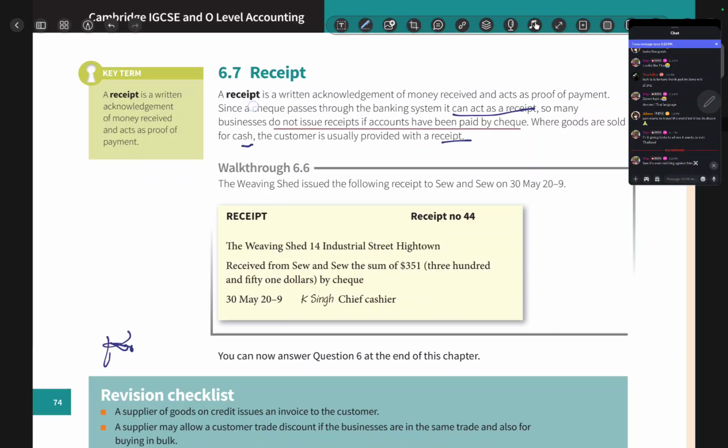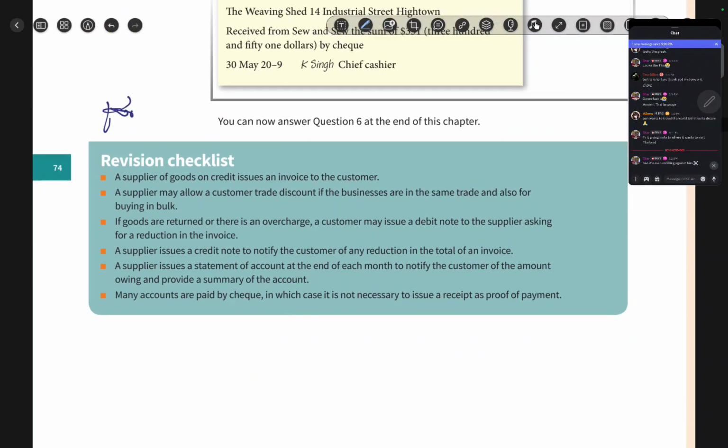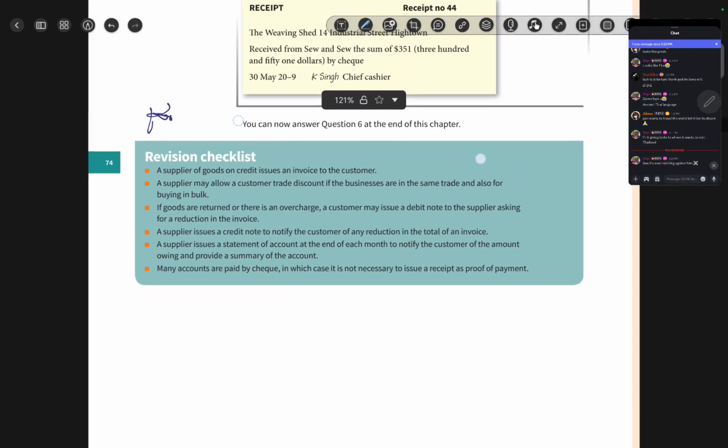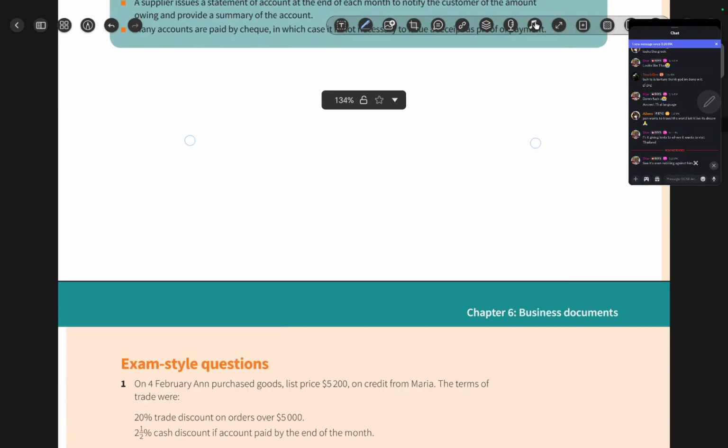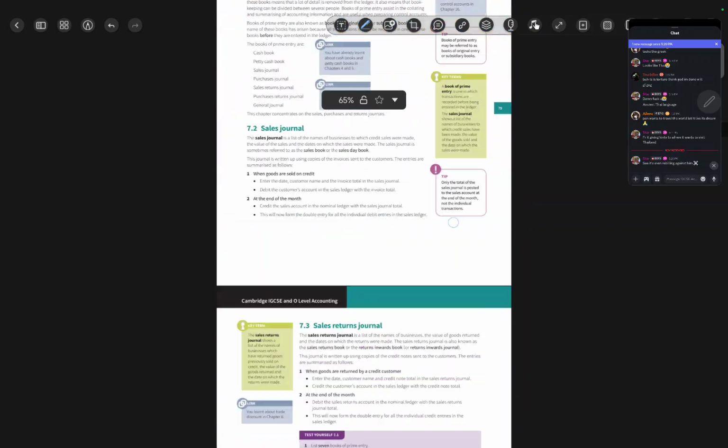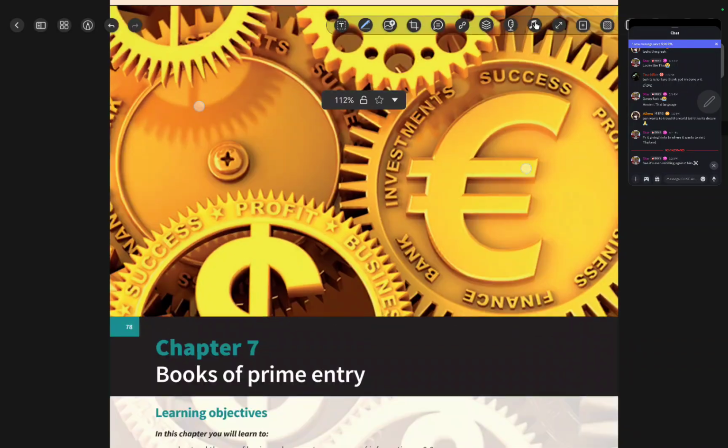Okay, what the heck? I can't write anything. Let's talk about it. Okay, then this is the revision checklist. I don't feel like reading it at all. I hate this chapter.